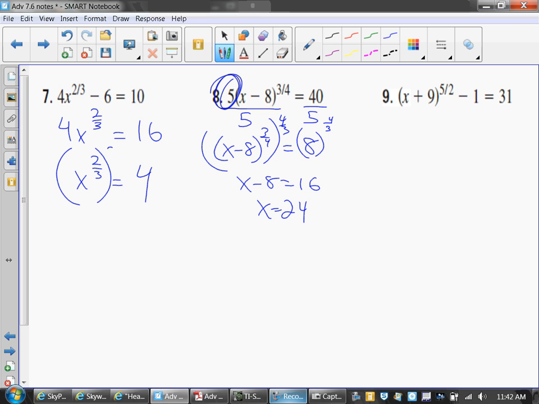So then you have to raise it. So think of it this way. Remember, the denominator is the nth root. So what's the square root of 4? What's 2 cubed? Or you can just use your calculator.